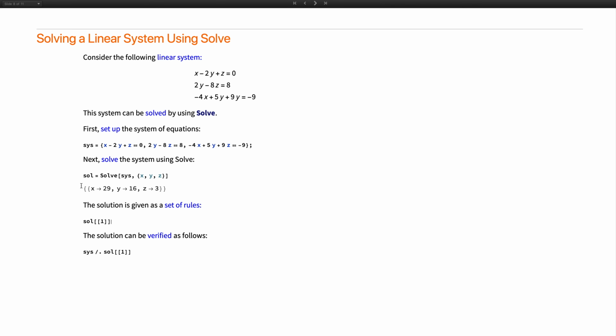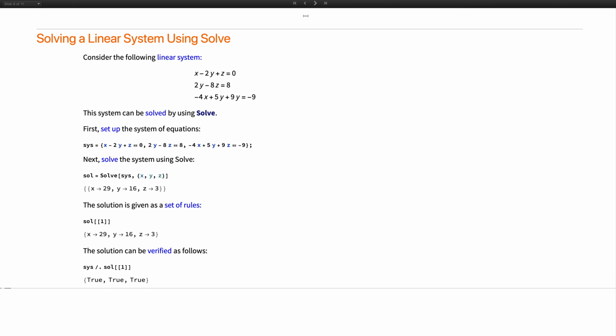But you see it's a list of lists, so you can extract the first part of that using the Part function. And then you can plug it back over there, and you see you get back true, true, true. That says that all 3 equations are satisfied by the solution. So x is 29, y is 16, and z is 3 in this case.